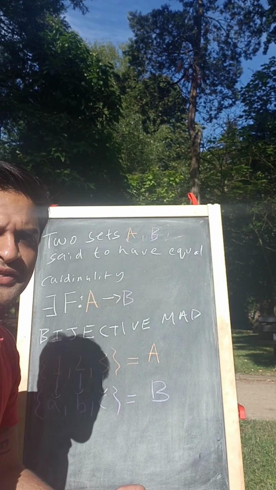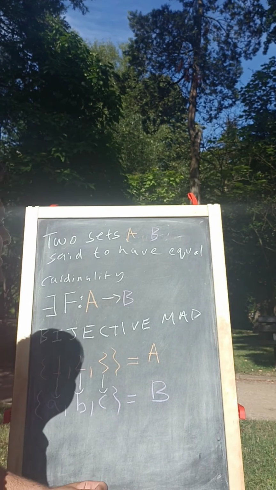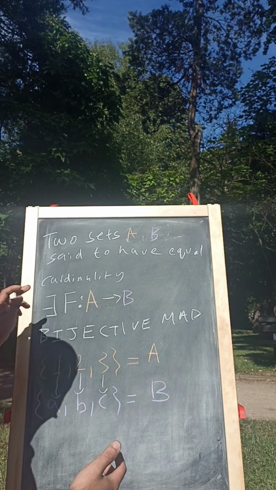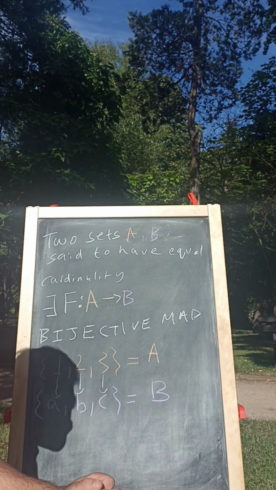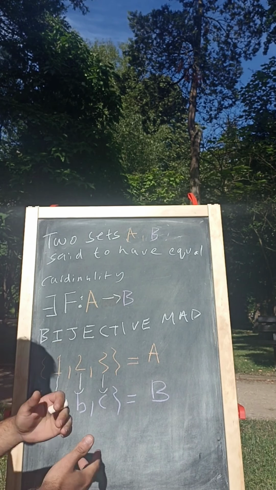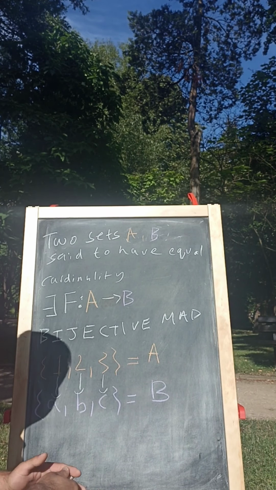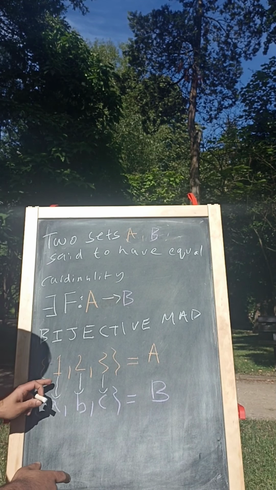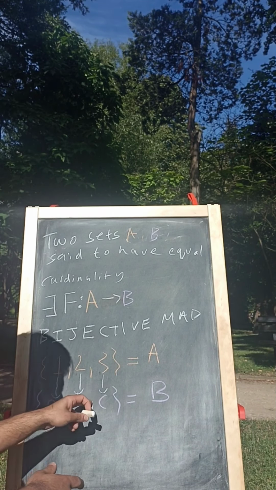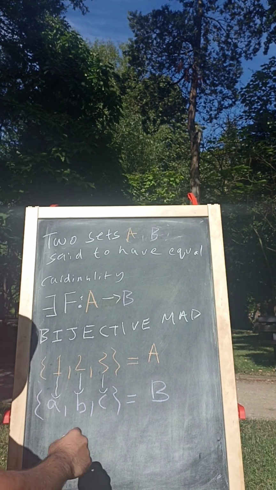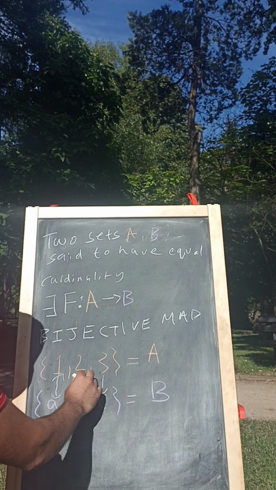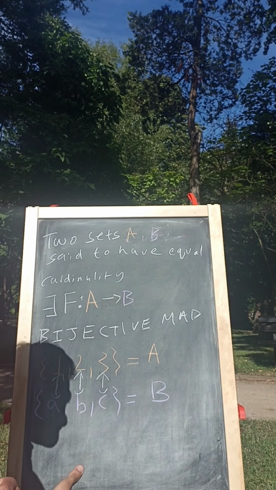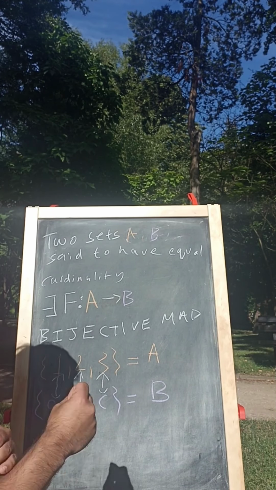Mathematically speaking, two sets A and B are said to have equal cardinality if there exists a bijective map between the two. By a bijective map, I mean that we can match the elements onto each other. We can match 1 to A, 2 to B, 3 to C, and similarly we can match A to 1, B to 2, and C to 3. That is what I mean when I say that our map is bijective.